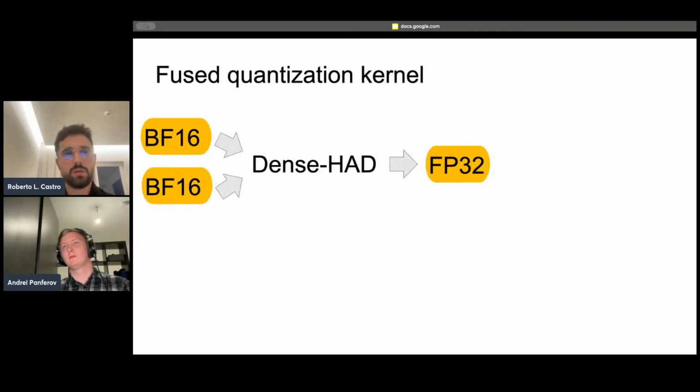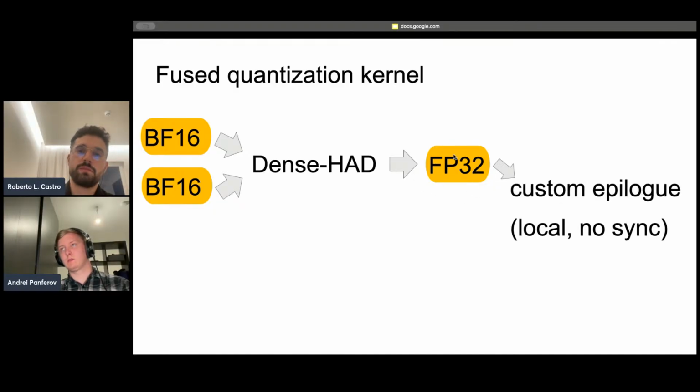Okay, so what we have done over here is that we have two BF16 input matrices. One of them is the matrix to quantize, and the other one is the Hadamard matrix. Then we apply this dense Hadamard transformation with this custom CUTLASS template, and the accumulation of this operation is going to happen in FP32, right? So the output is going to be stored in shared memory.